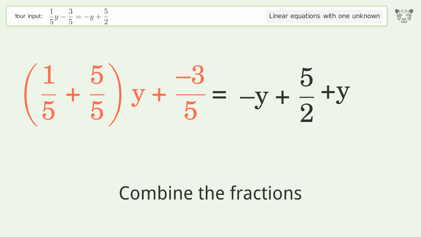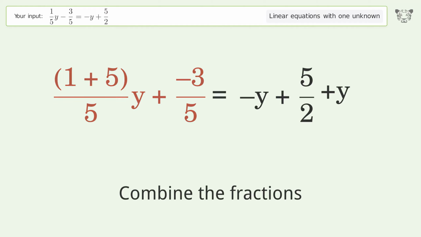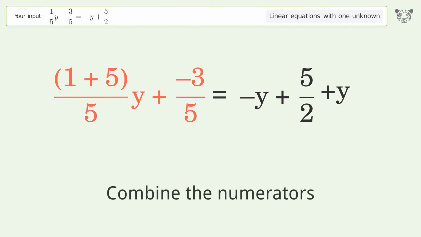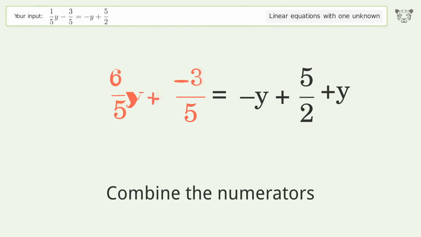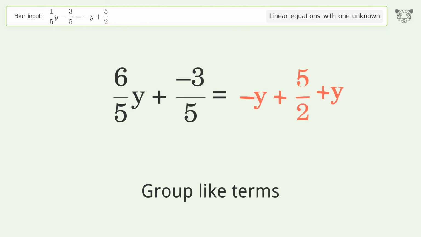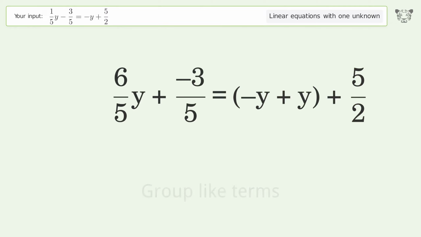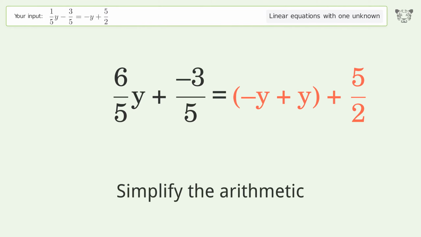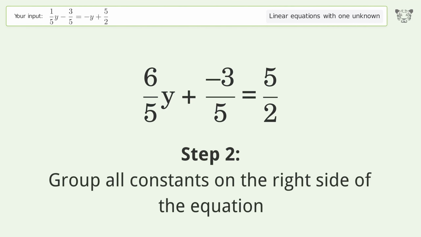Combine the fractions. Combine the numerators. Group like terms. Simplify the arithmetic. Group all constants on the right side of the equation.